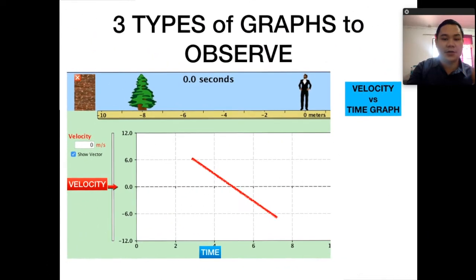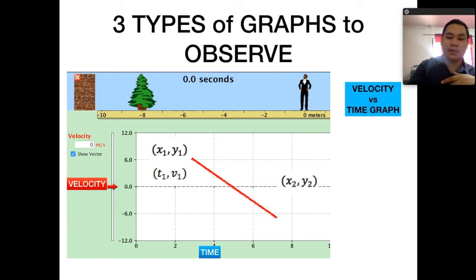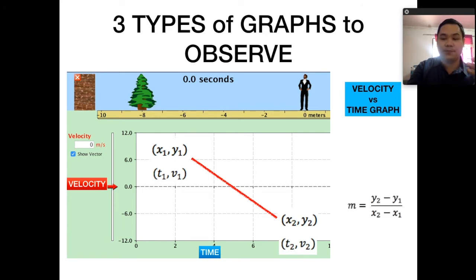Now, another graph that we have to observe is the velocity versus time graph. So we call that the velocity-time graph. Substituting that, we have the first point, x sub 1, y sub 1, and then let our y values be the velocity. Another ordered pair would be x sub 2 and y sub 2, and let these values be time 2 and v2.